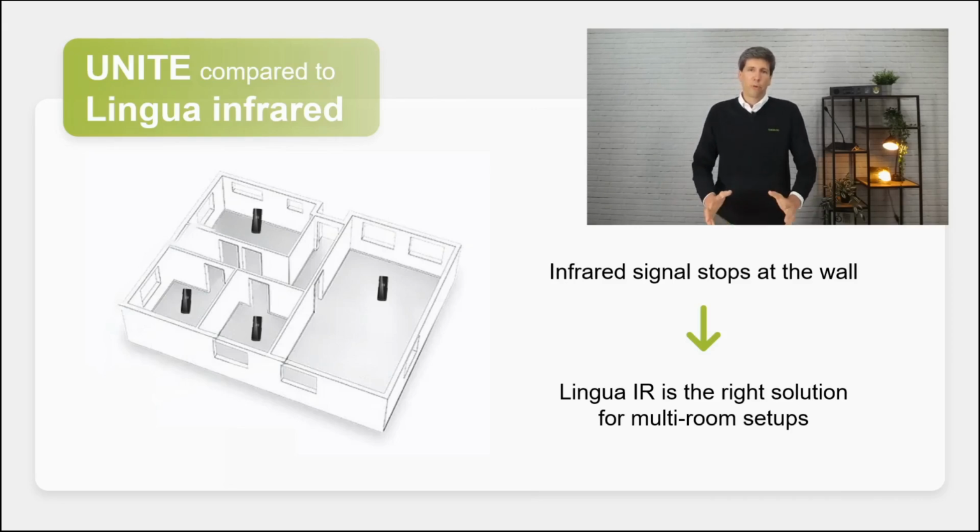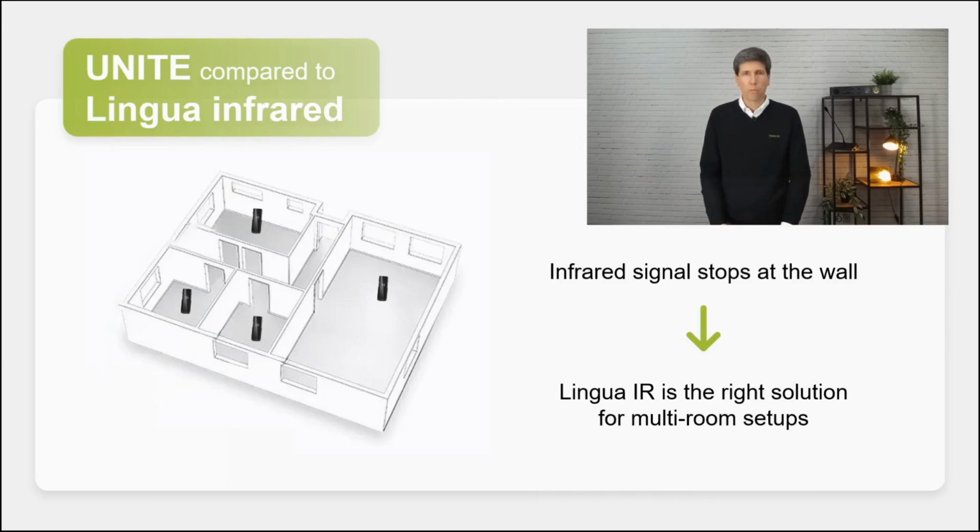So if you have a multi-room setup, where you need to step from one room into another, then infrared is a better option, because there you do not need to change the channel. You can just use it, and automatically when you step in the other room, it will pick up the signal from the other room without any issue.